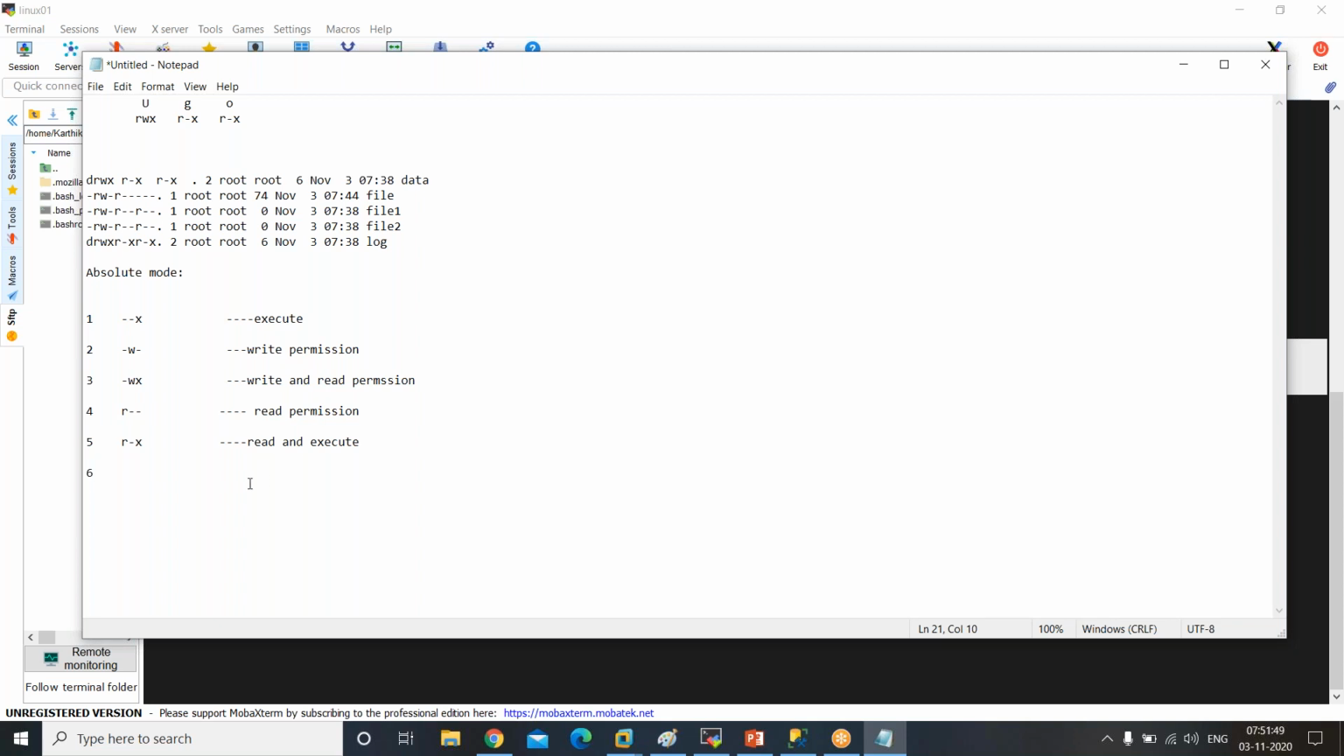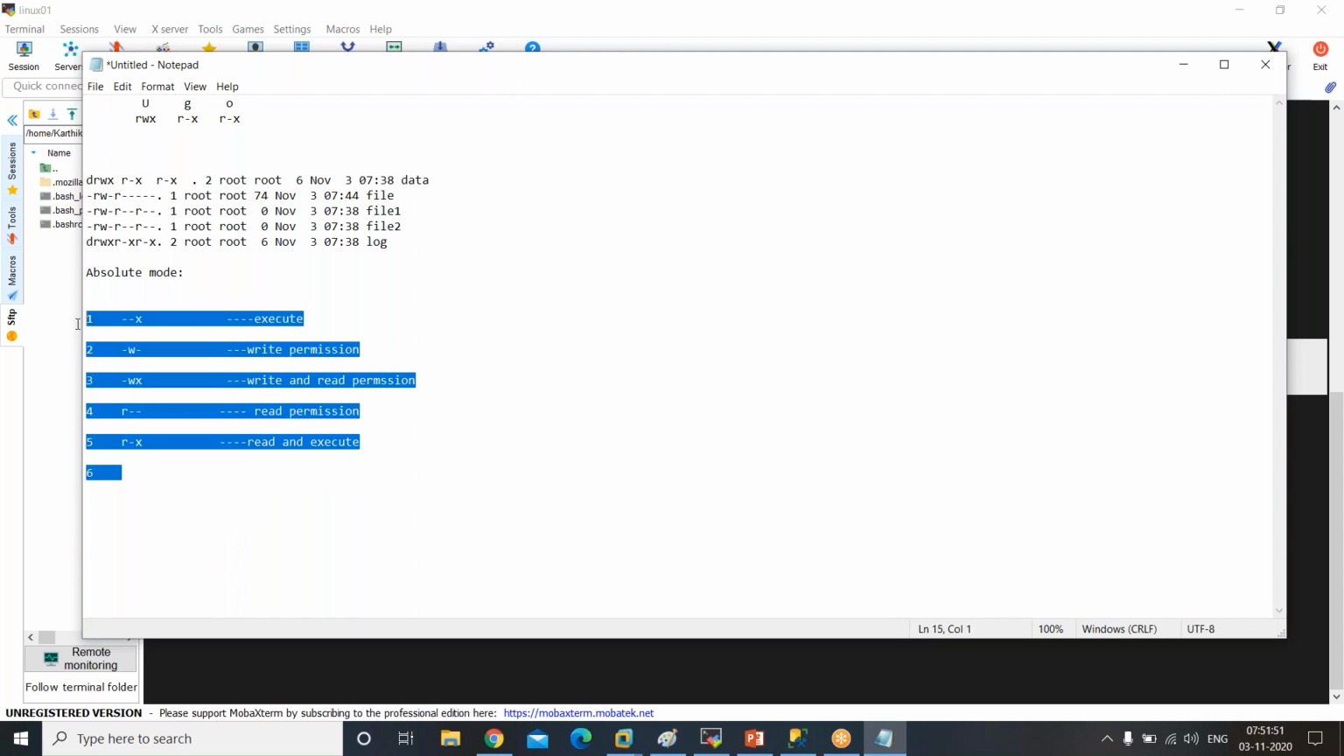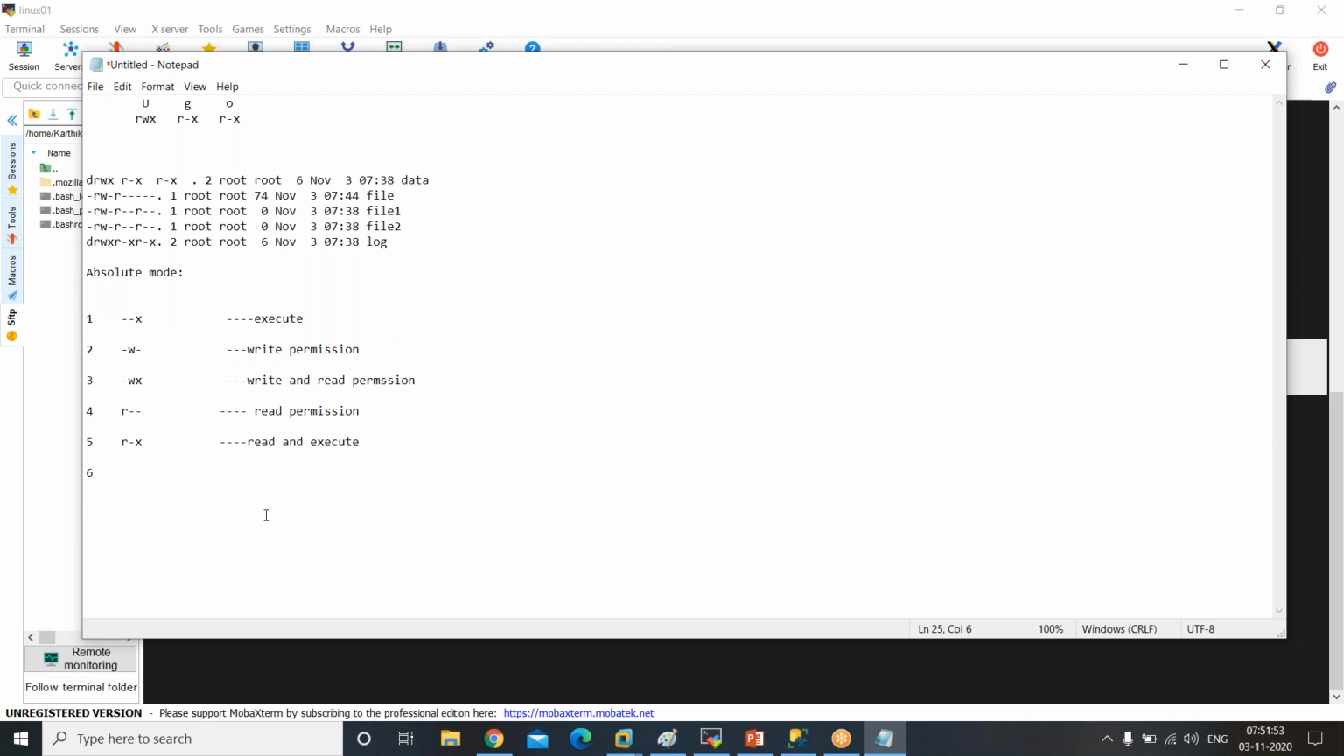How it is forming, I'm explaining. You need to mug up these numbers anyway to work with the permissions. If you don't mug up, you need to understand. How you understand is, what are the individual permissions? 4 is a read individual permission. Write is an individual permission, 2. 1 is an individual permission, execute.